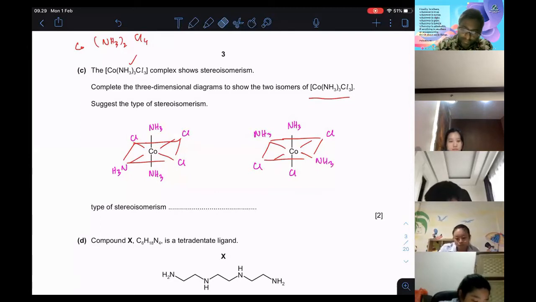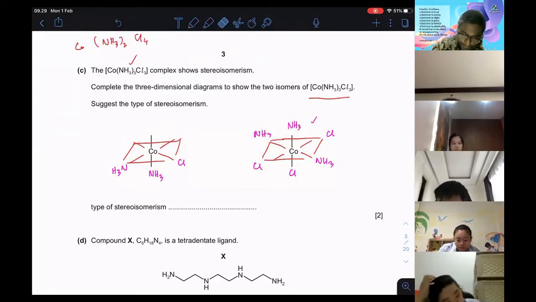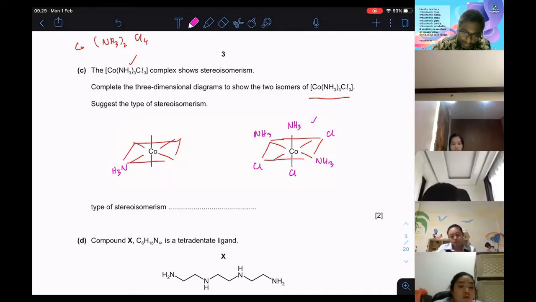I think it will be better if I show it like this. Yeah, if we can show something similar to this, maybe I'll show somewhere here. Hold on. The idea is to show whether they are cis or trans. So I will put NH3 and then Cl here. I will put the ammonia side by side here, and then Cl side by side here. It's much easier to see.